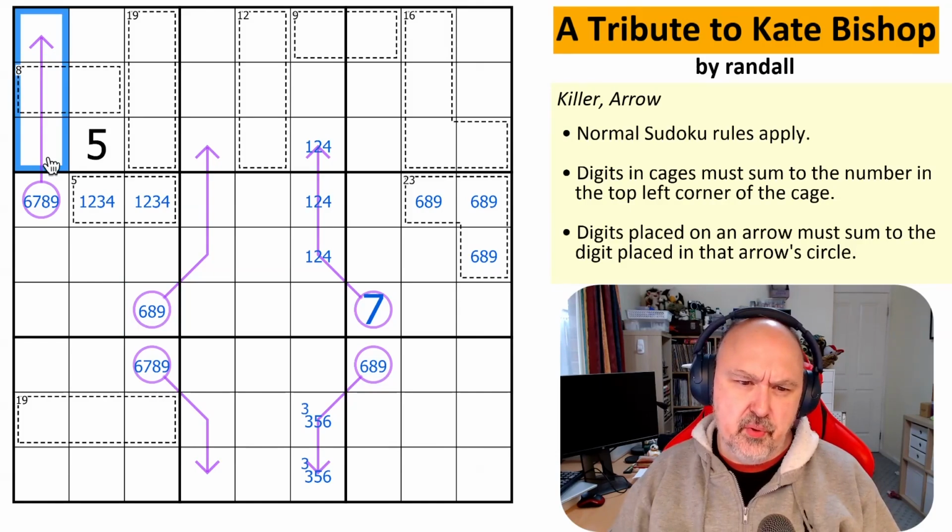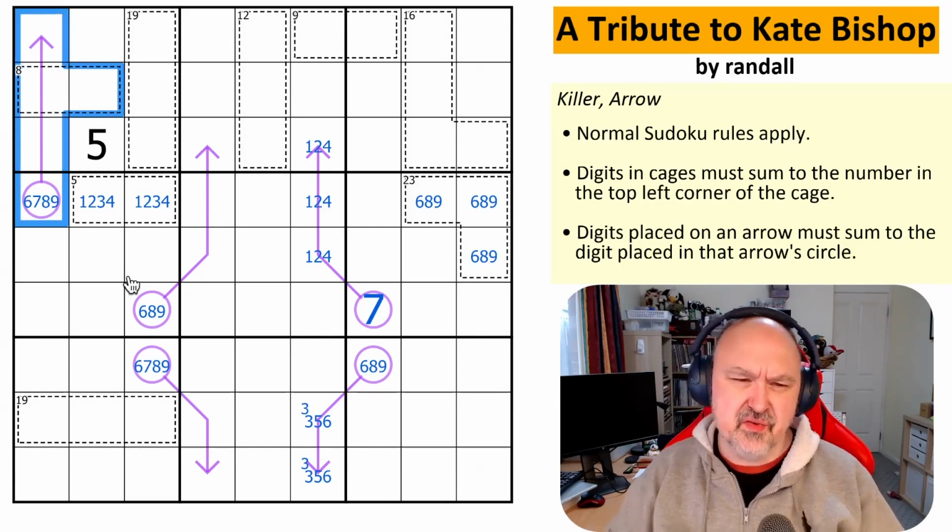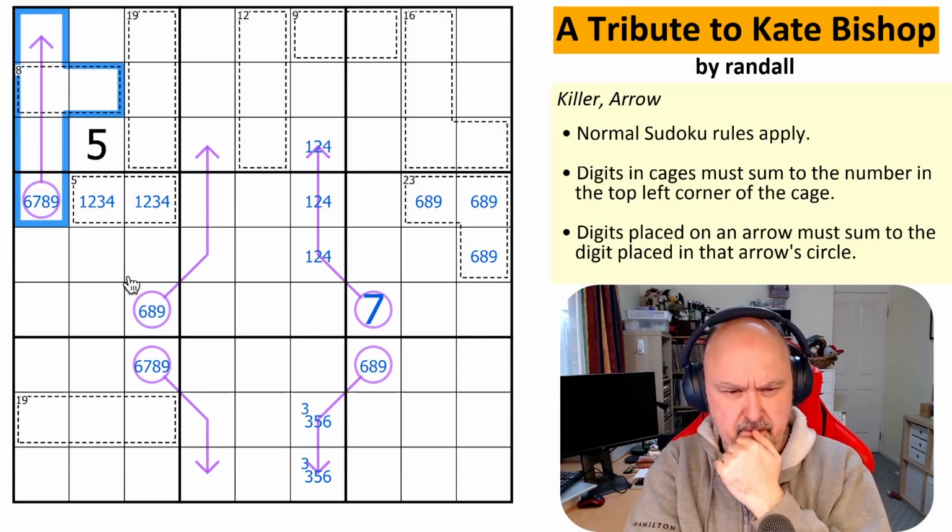Can I not put a 1 on this arrow? If I don't put a 1 on this arrow, it's 2, 3, 4. But I could go 2, 6, 3, 4, 9, and that's all fine.